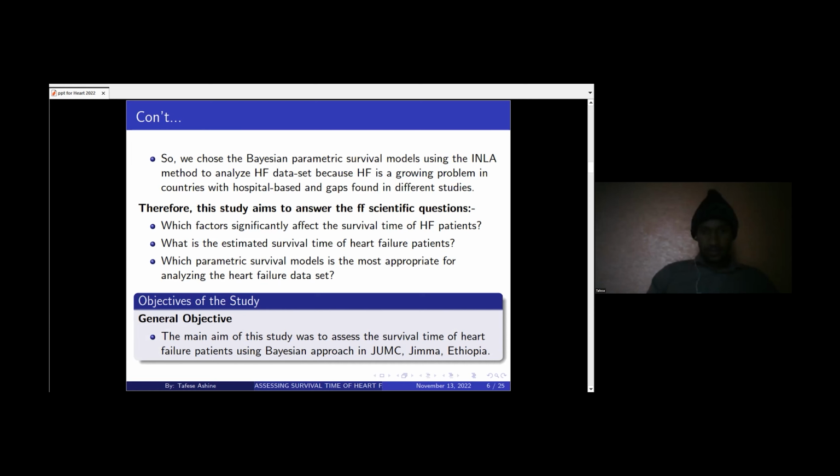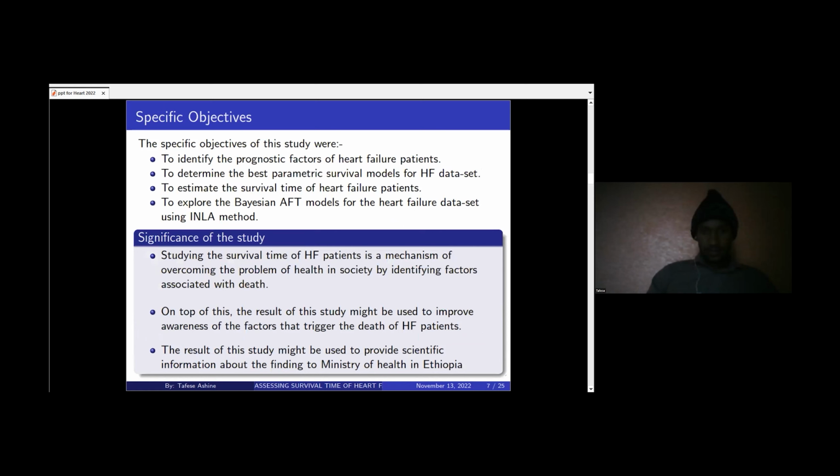The main aim of this study was to assess the survival time of heart failure patients using the Bayesian approach in Jimma University Medical Center, Jimma, Ethiopia. The specific objectives are to identify the prominent factors of heart failure patients, to determine the best parametric survival models for the heart failure data set, to estimate the survival time of heart failure patients, and to explore the Bayesian survival time models for the heart failure data set using the INLA method.